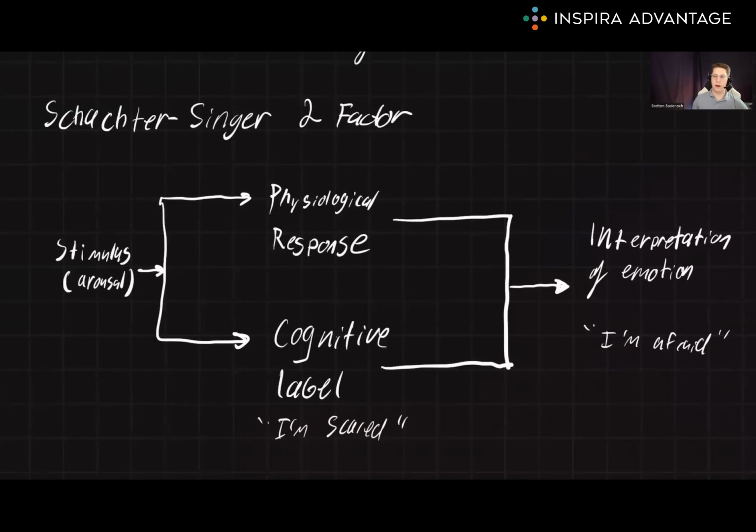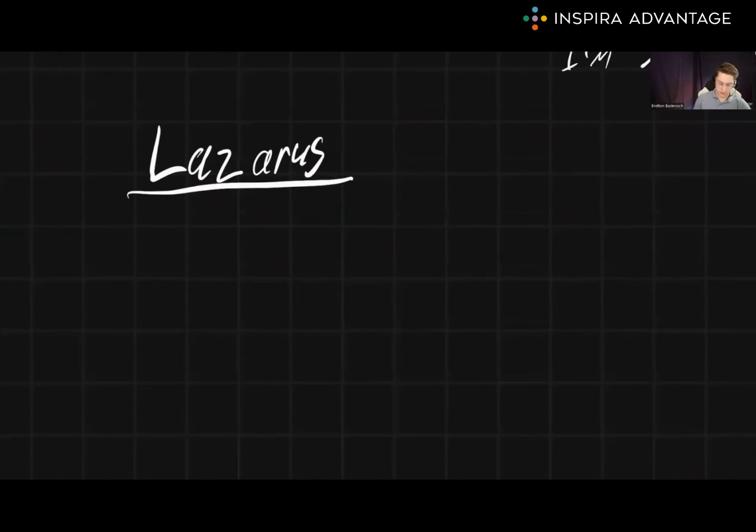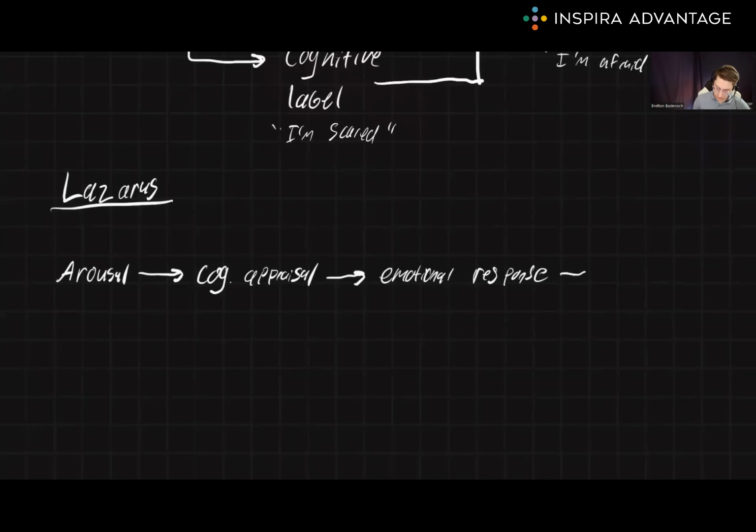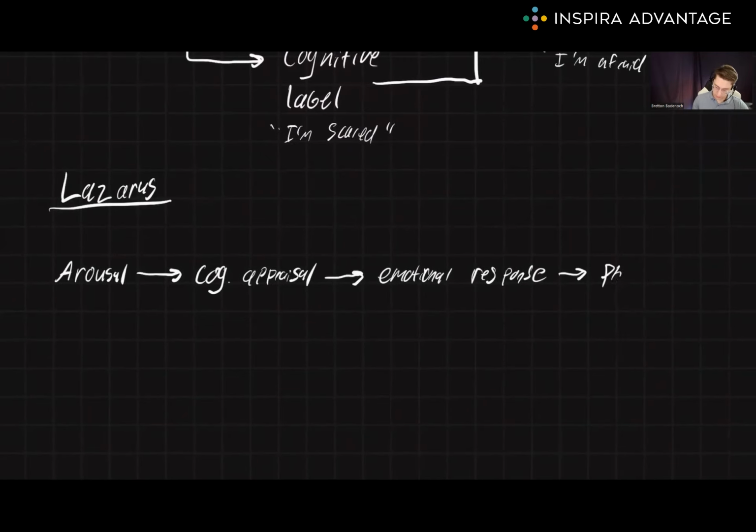The final and often brushed over theory you need to know for the MCAT is the Lazarus theory of emotion. Lazarus theorized that there are 4 steps. We have a stimulus or arousal, then an individual creates a cognitive appraisal of the stimulus, then an emotional response is produced based on this cognitive appraisal, and finally, a physiological response is formed based on the emotional response.